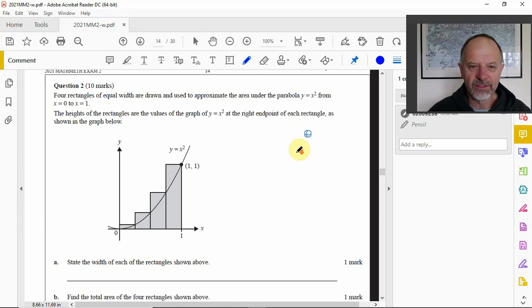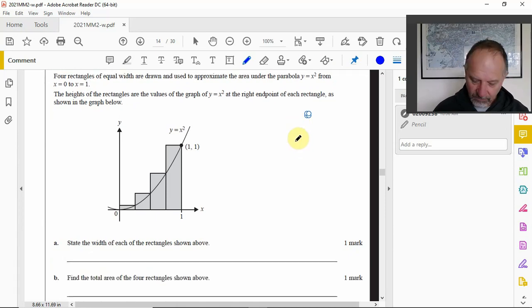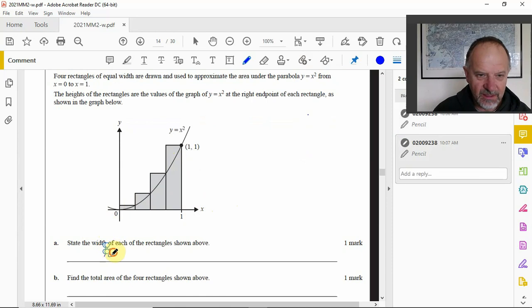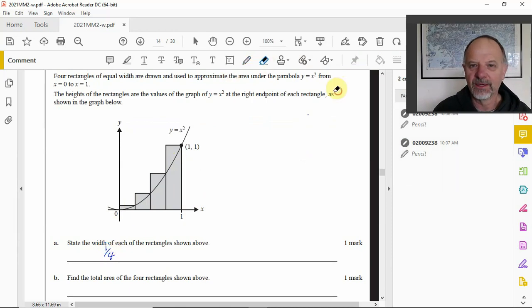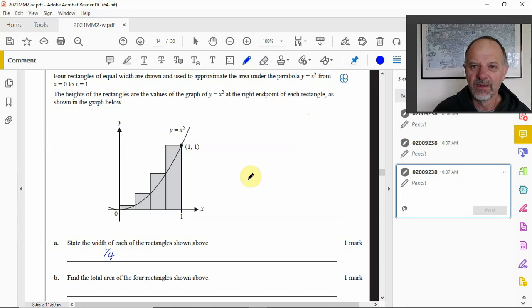So the width of each rectangle, where you can see down here, between 0 and 1 there's 4. So if there's 4 between 0 and 1, 1 divided by 4 is 1/4. So the width of each rectangle is 1/4. All right, the width is 1/4.